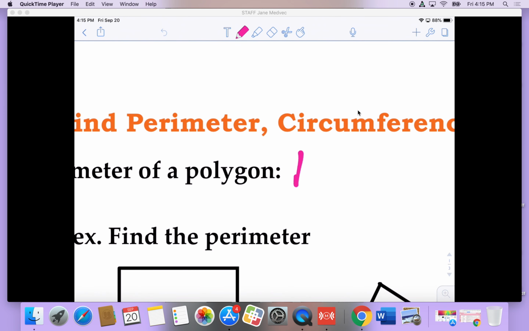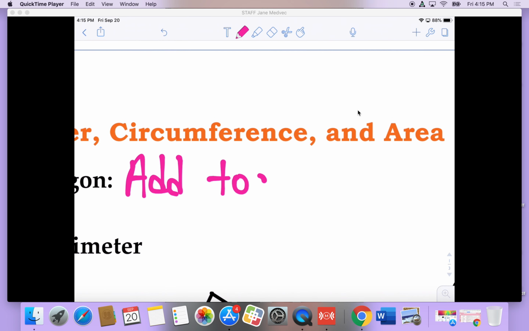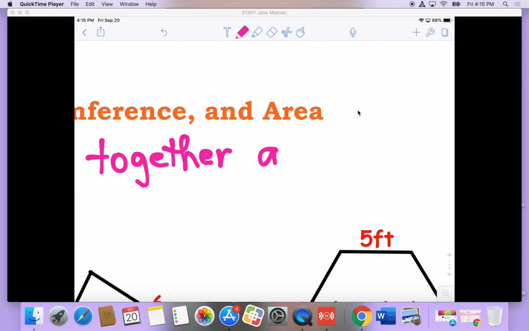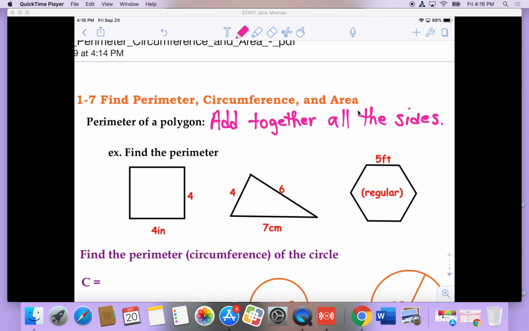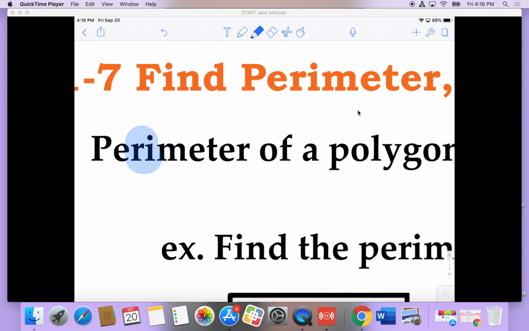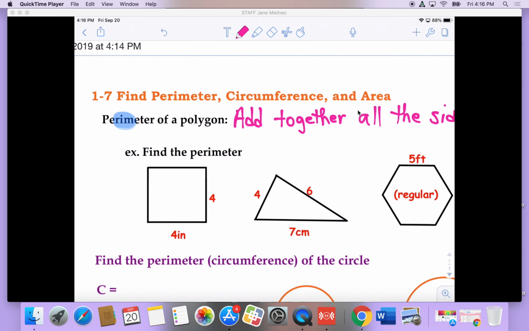So first of all, if we're going to find the perimeter of the polygon, what we're going to do is add together all the sides. Okay, so we're going to add together all the sides. If you take a close look at the word perimeter, there's the word rim. So think of it kind of like a basketball hoop. It's the outside, it's the rim, it's all the way around. It's kind of like a fence.